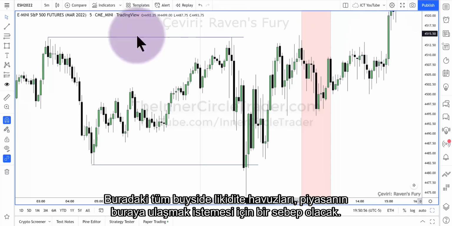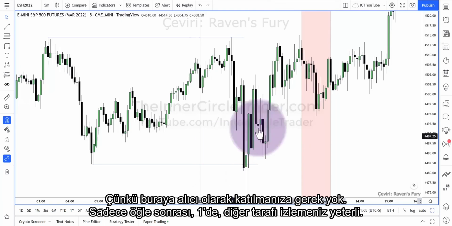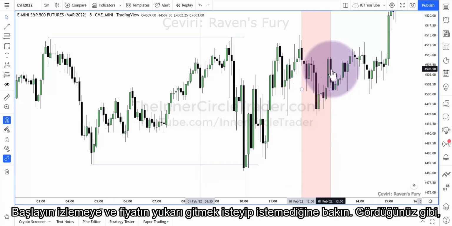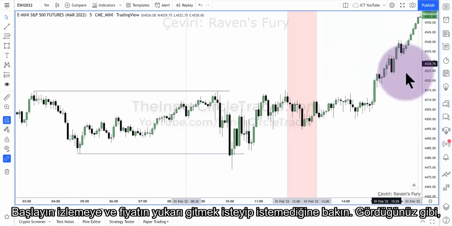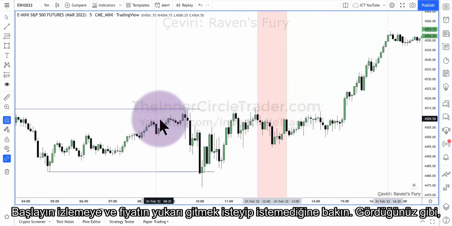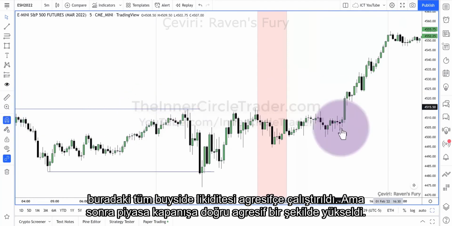So all these buy-side liquidity pools here are going to be a reason for the market to want to reach up to that. Because you don't have to be a participant down here as a buyer. You just need to know that on the other side of lunch, at 1 o'clock, start watching and see, is there an indication that this thing wants to go higher? And as you can see, all the buy side liquidity here ran aggressively, but then the market trades right into the close, aggressively bullish.